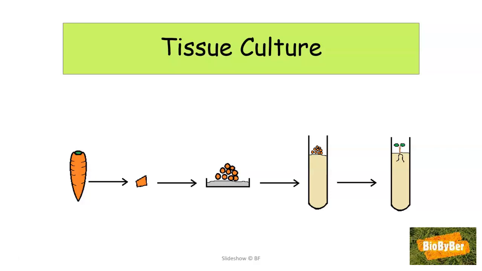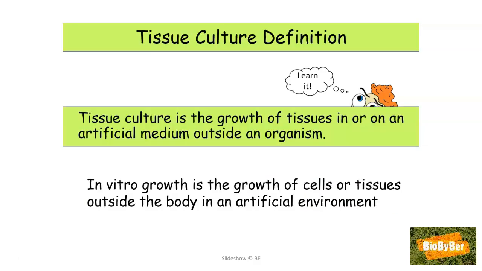Let's look at tissue culture and make a start by looking at the definition. Tissue culture is the growth of tissues in or on an artificial medium in a petri dish outside an organism. We met this idea of in vitro growth before. In vitro growth is the growth of cells or tissues outside the body in an artificial environment, in glass.